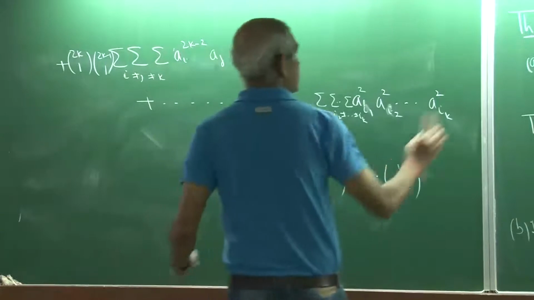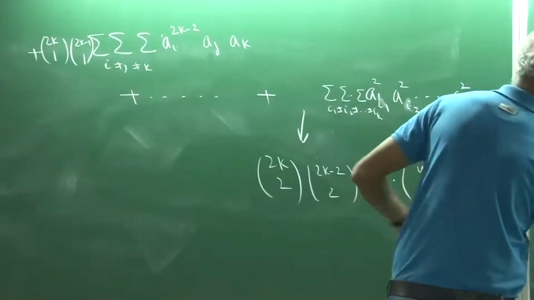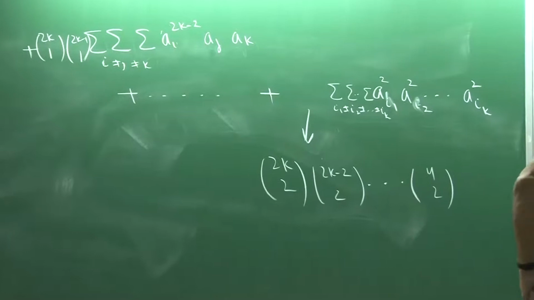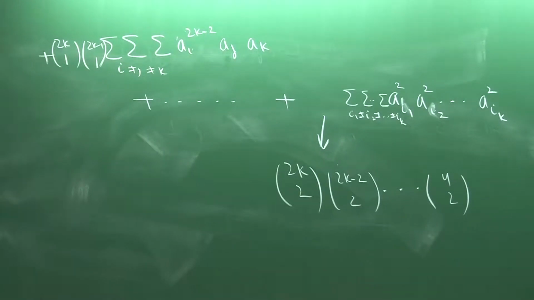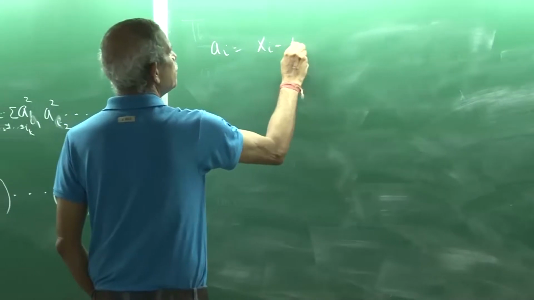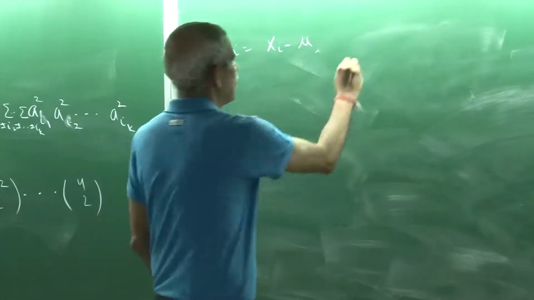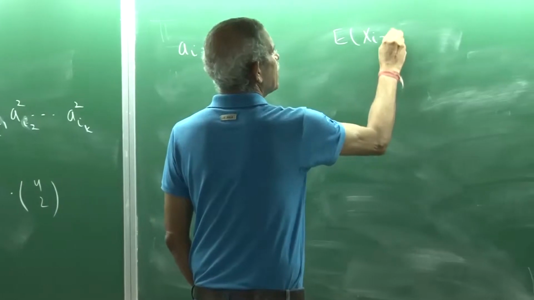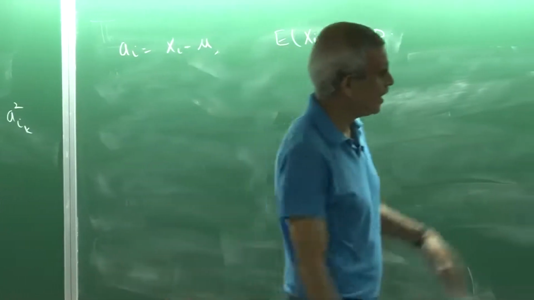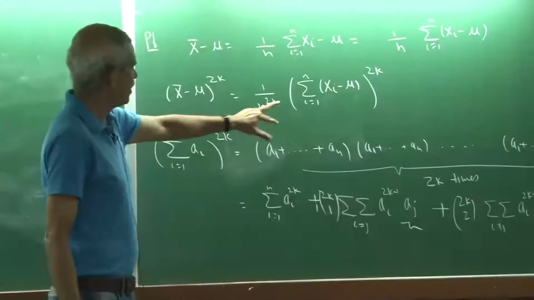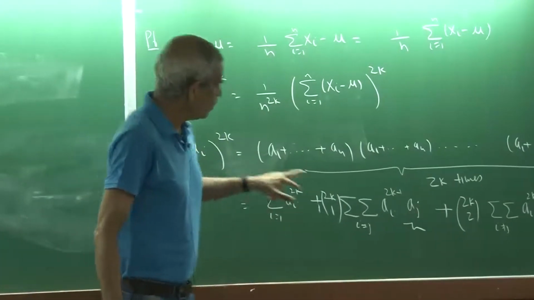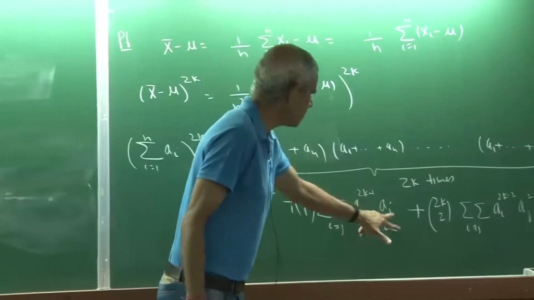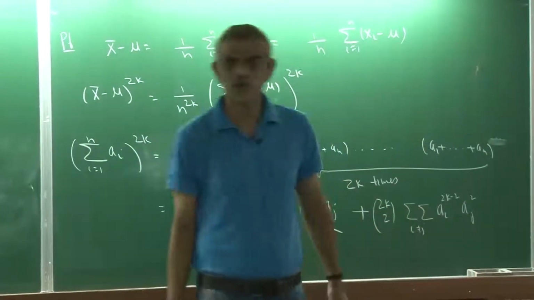So what do you get from here? What I am doing here is I am putting ai as xi minus mu. Now if that happens, then the expected value of xi minus mu is 0. So whenever I am taking expectation, this term would get 0, and this will not vanish, and so on.